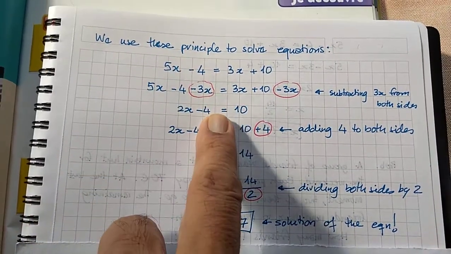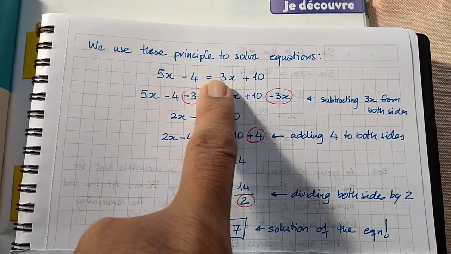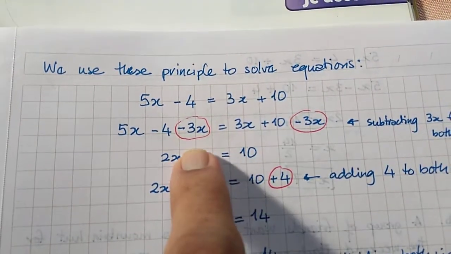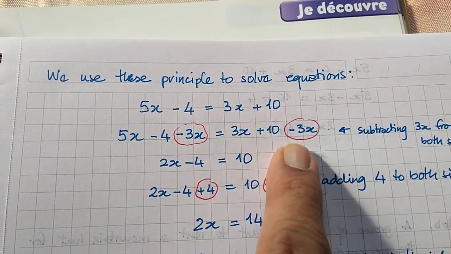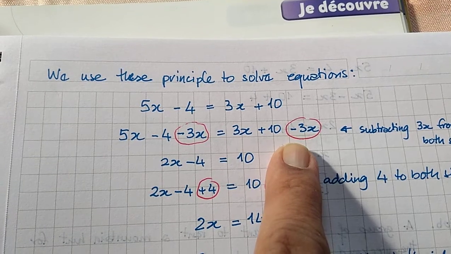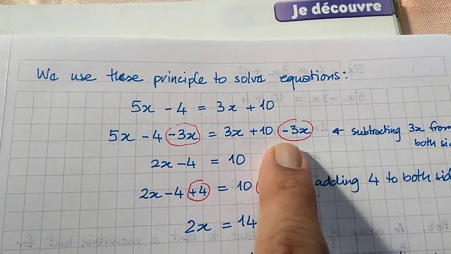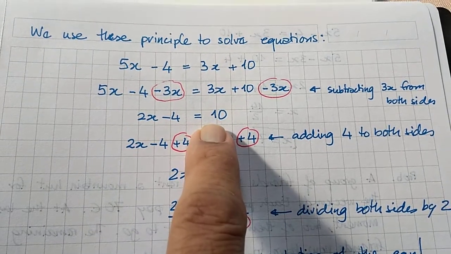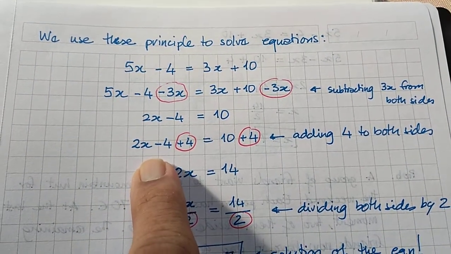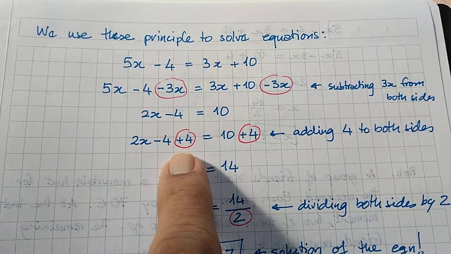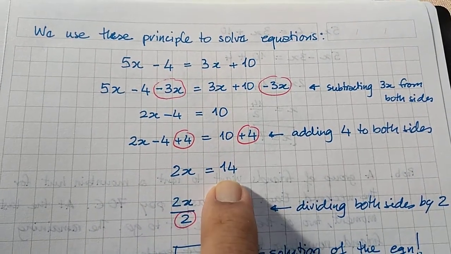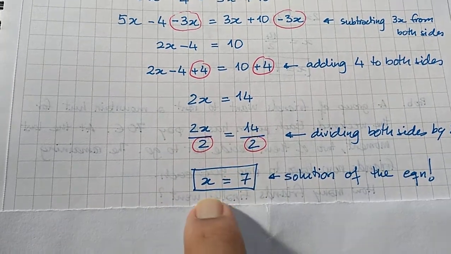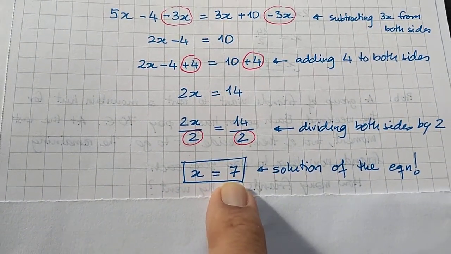So this is the way we had done this. 5x minus 4 is equal to 3x plus 10. That was the given equation. I subtracted 3x from both sides. That gave us 2x minus 4 is equal to 10. I added 4 to both sides. That gave me 2x is equal to 14. I divided both sides by 2. That gave me x is equal to 7.